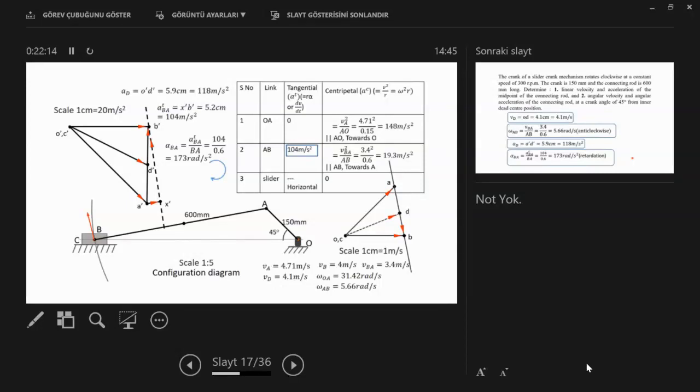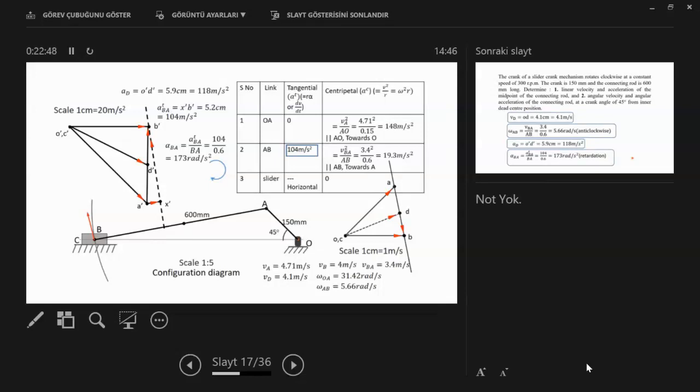And then let's come to the two sliders. A slider, we have here the slider. Okay, we know the direction, but we don't know the magnitude. We will achieve that by drawing. And also here, achieve by drawing. Horizontal component here. And also the AB tangential component will achieve by drawing.